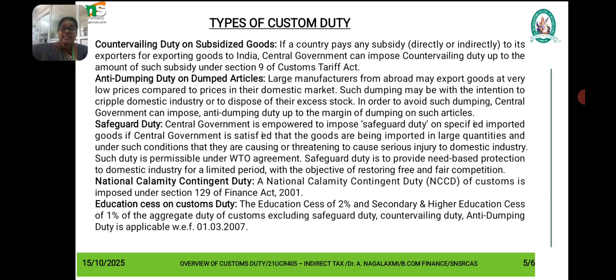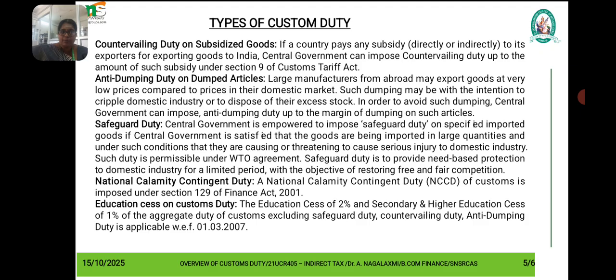Next is anti-dumping duty on dumped articles. Here the word dumped means more production of goods in another country. If they export to our country, they will be dumping those goods in our country. In that case, anti-dumping duty will be levied on those articles or goods.